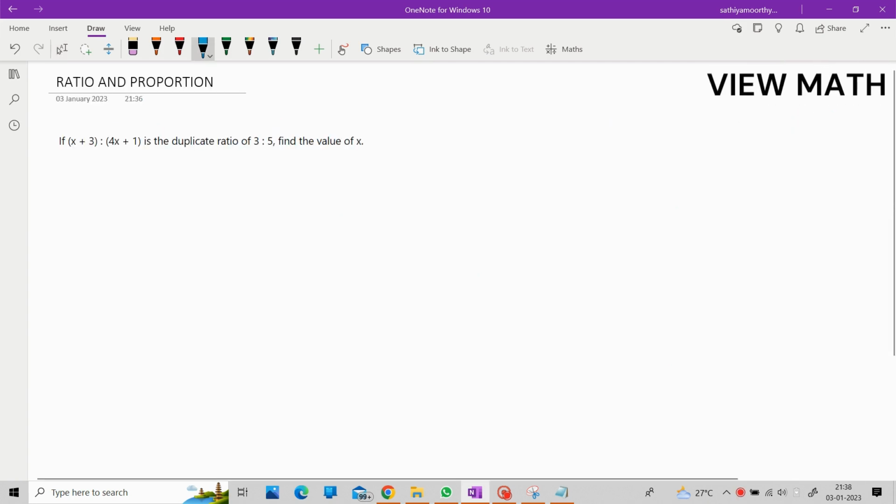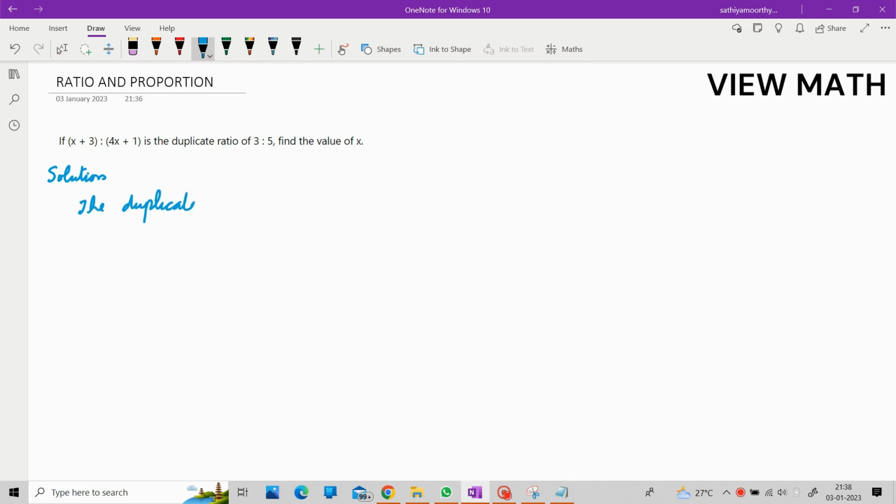Now let's see the next problem. If x+3 is to 4x+1 is a duplicate ratio of 3 is to 5, find the value of x. We already know the duplicate ratio of A is to B. The duplicate ratio of A is to B is A square is to B square.